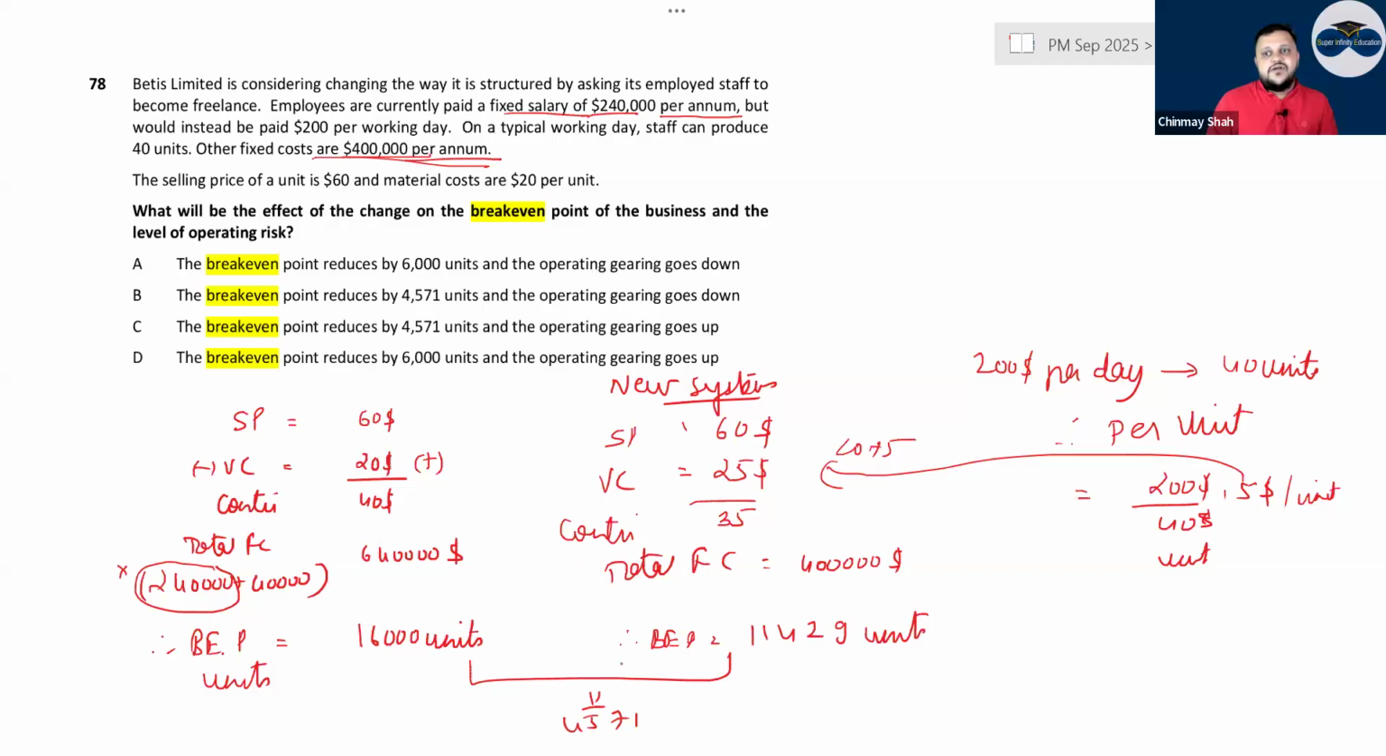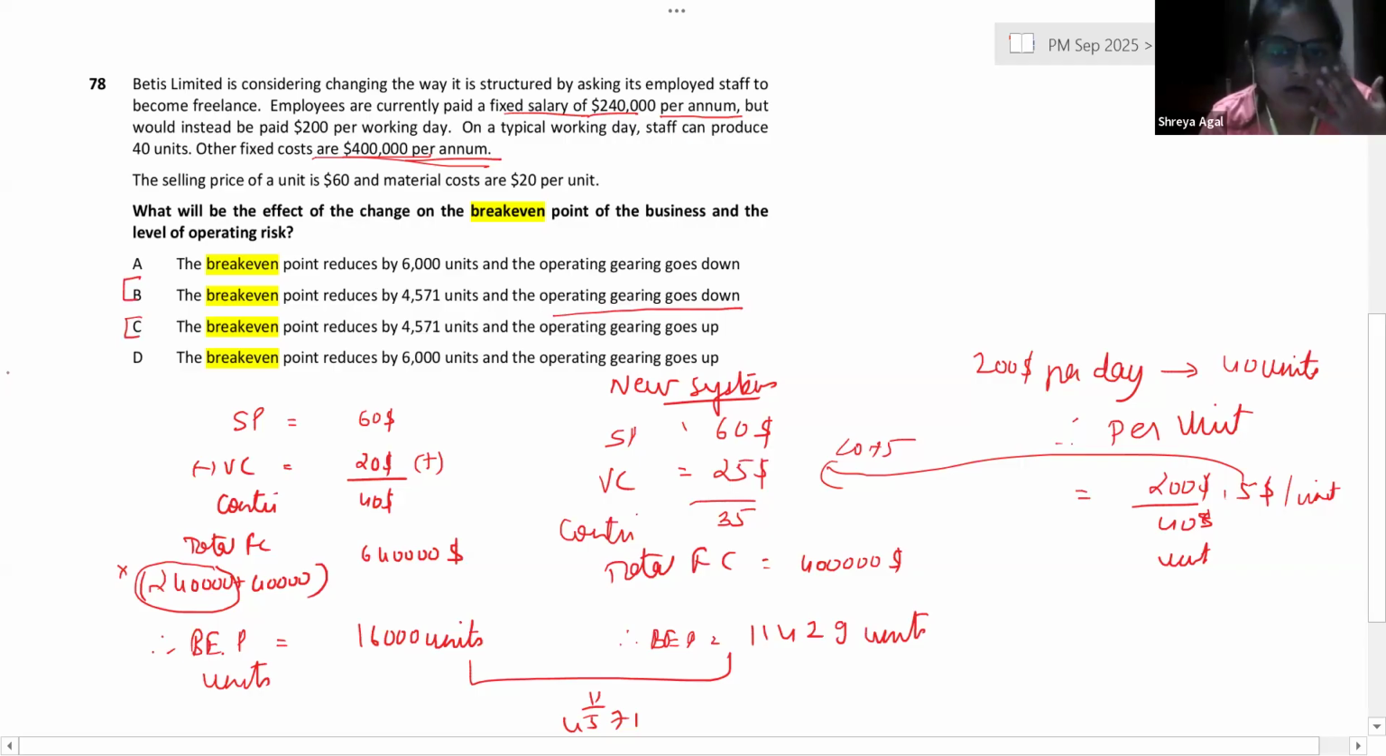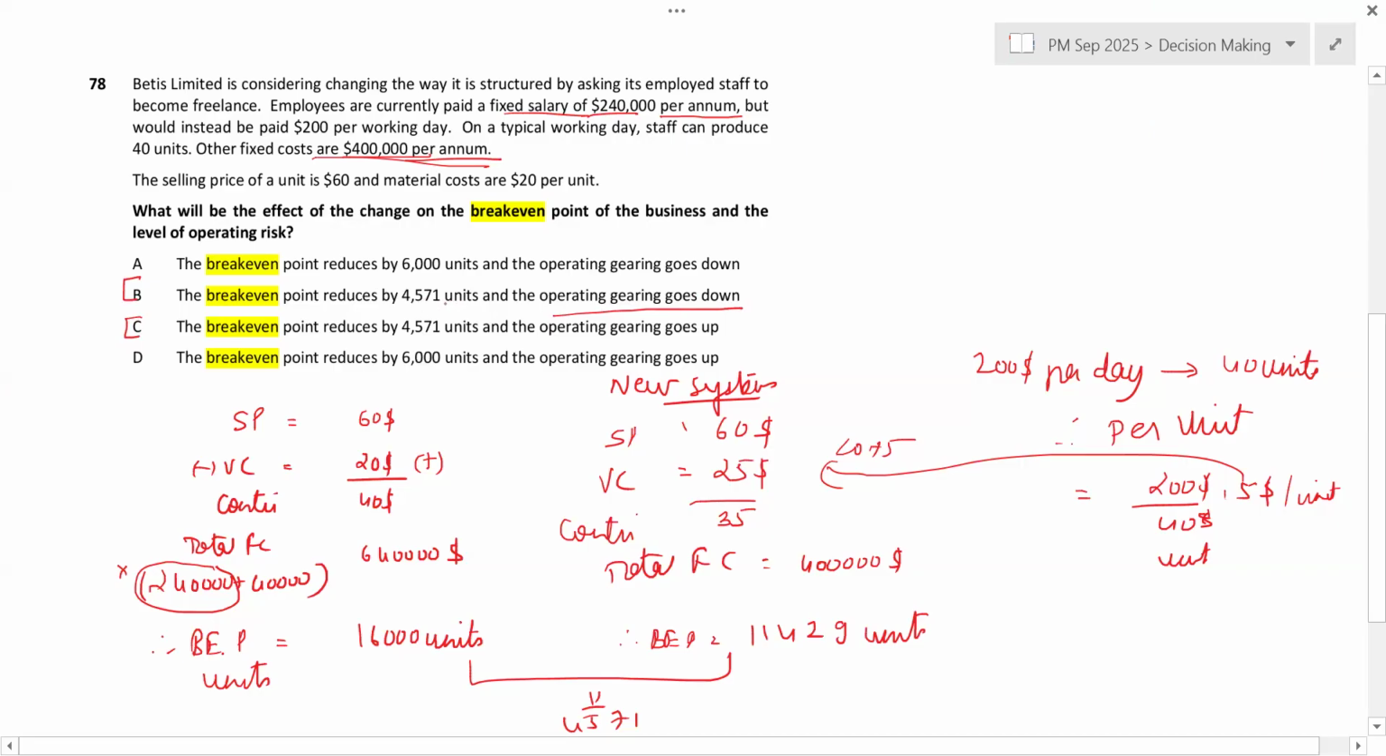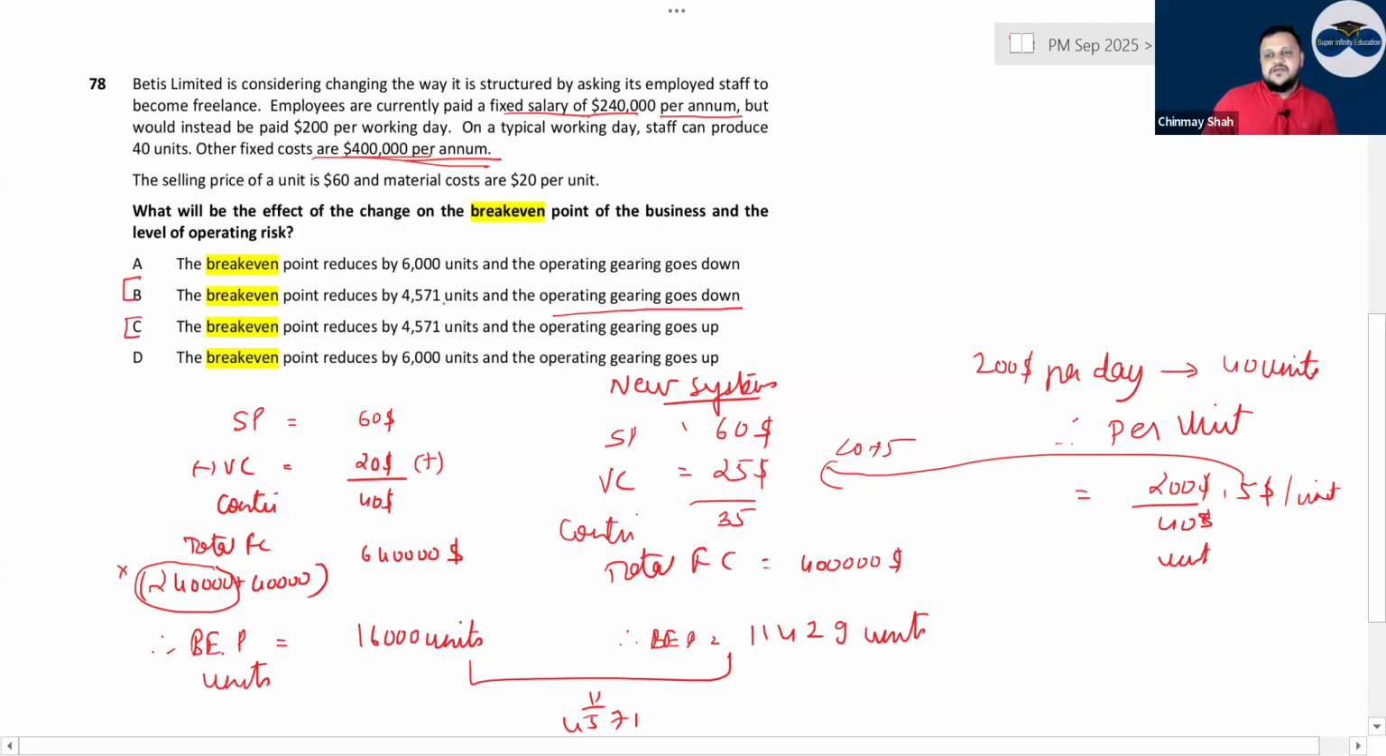So A, B, C or D, which option would you choose? Now they are saying operating gearing goes down. Operating gearing we have not yet done, right? But it will be either B or C. What do you say? B, sir. Operating gearing reduces, correct. What is this operating gearing? Fixed cost will be lesser, so operating gearing is lesser. Generally the answer is B here.